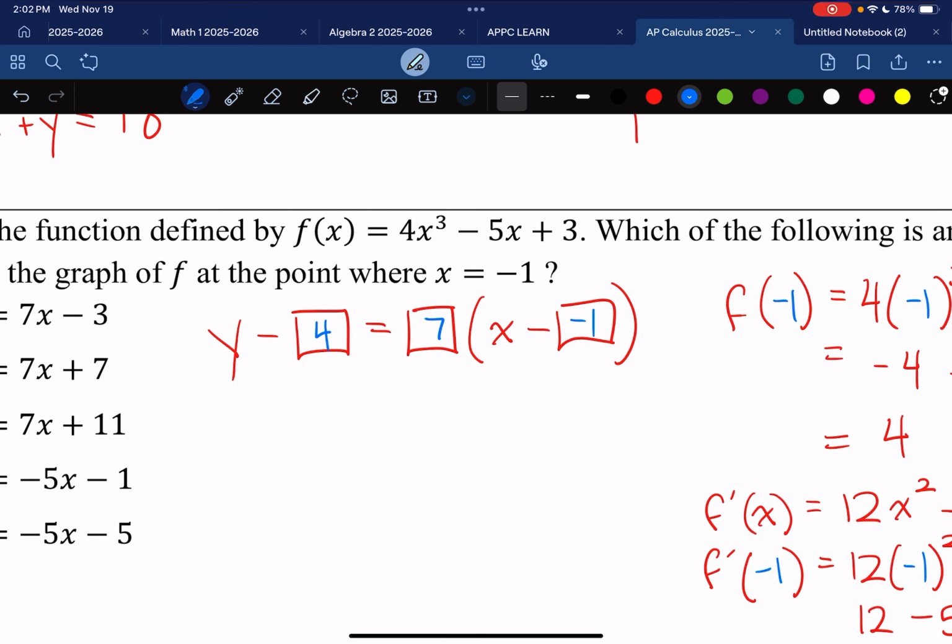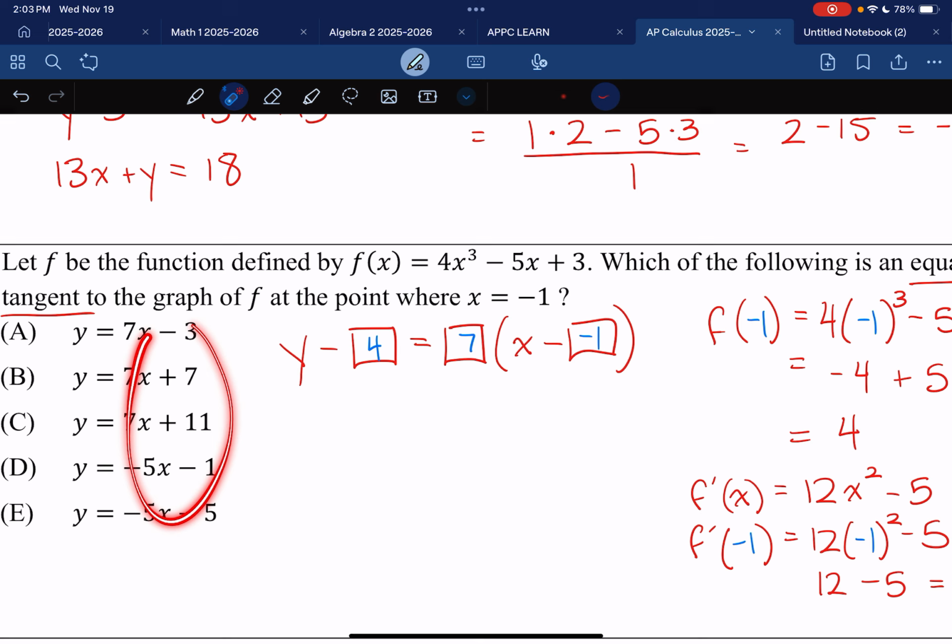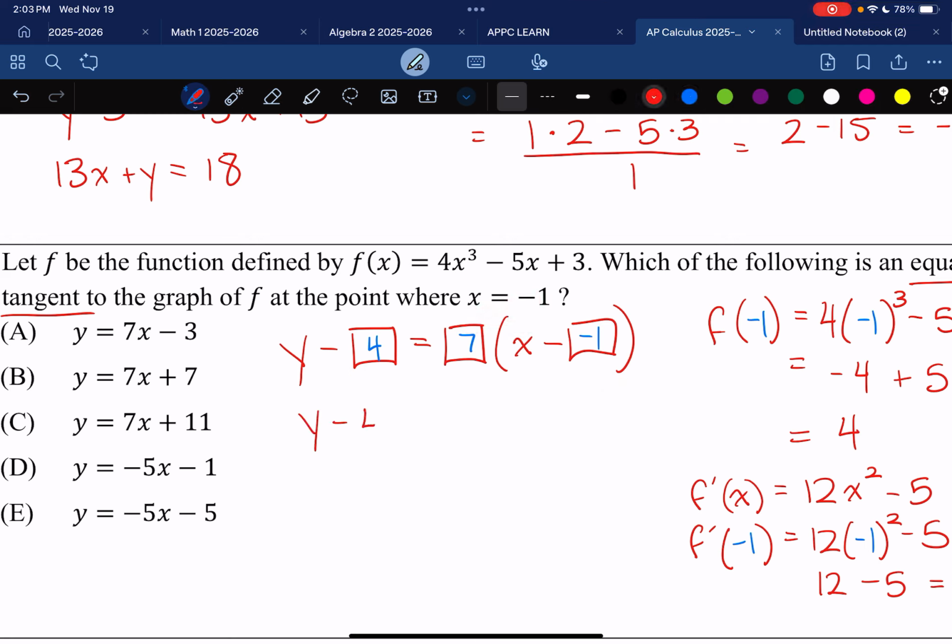Now that I have my answer, I just need to get it in the correct form. I'm noticing that I write it in slope-intercept form, so I'll need to distribute the 7, and I'll need to bring that 4 to the other side. I'm going to do those in 2 separate steps. I'll still have y minus 4 on the left-hand side.